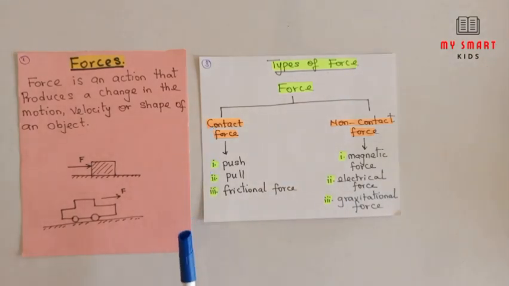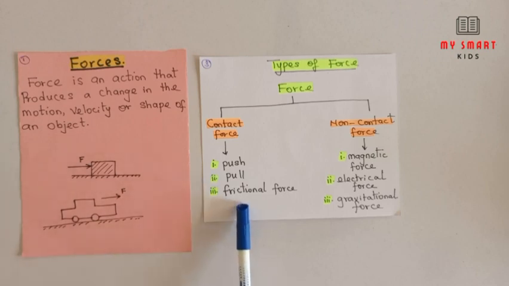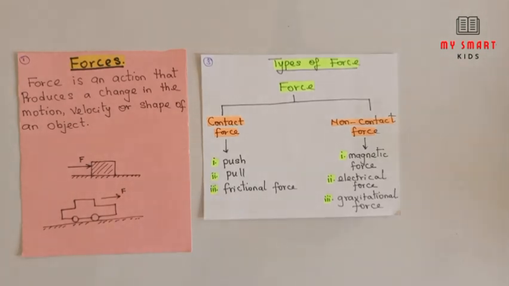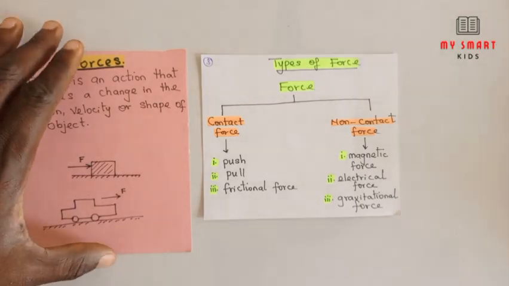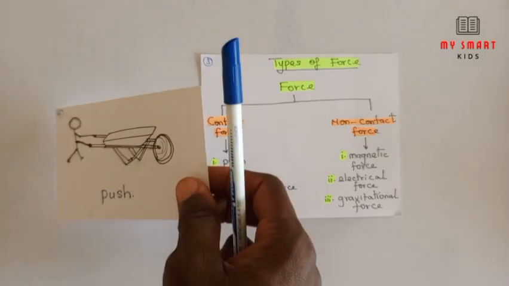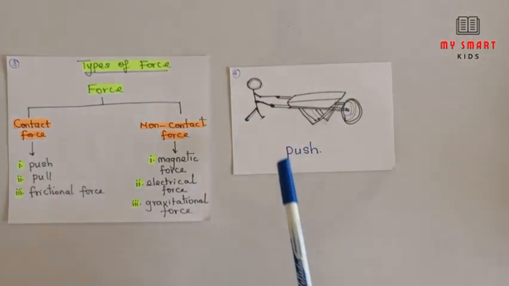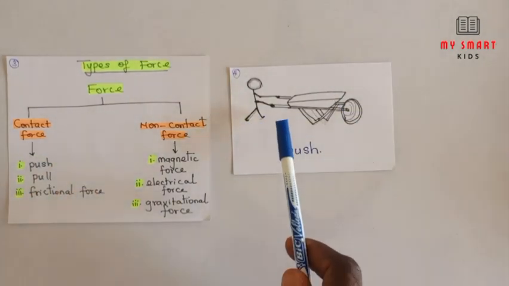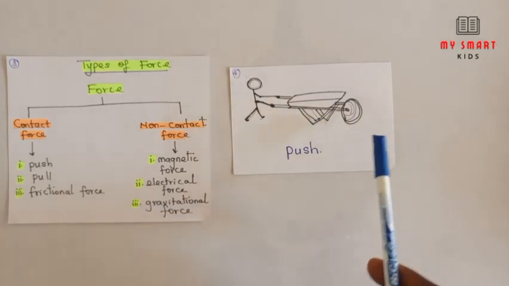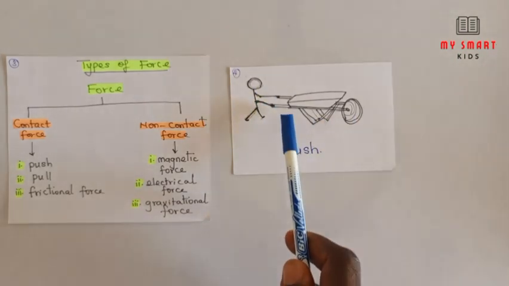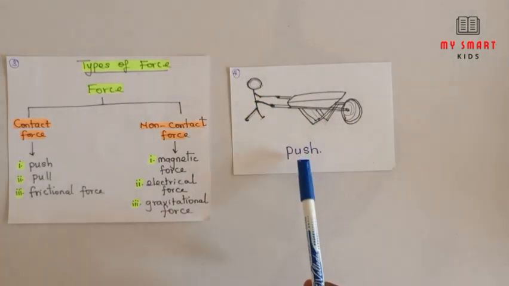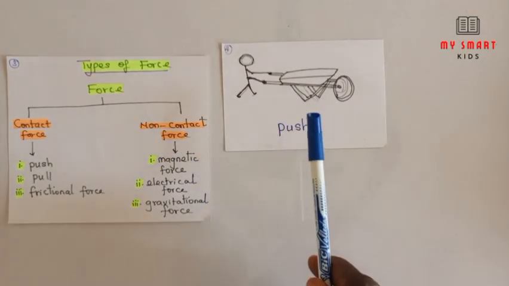For the contact force, we have push, pull, and frictional force. And for push, a very good example is a boy that is pushing a wheelbarrow. And you can see, when you push a wheelbarrow, the wheelbarrow will move forward. And you must touch the wheelbarrow before you can push that wheelbarrow. And that's a contact force.